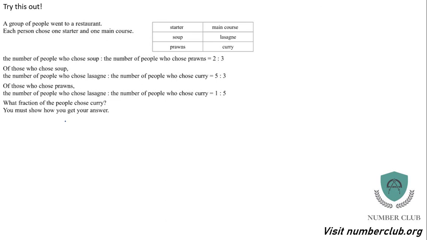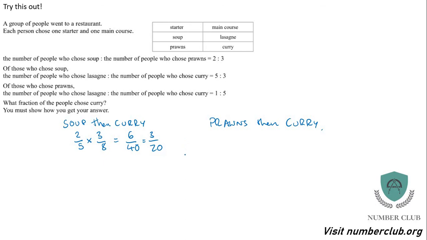So we're after the people who went from soup, then curry. And we want to find out the people who went from prawns, then curry. Okay, so people who chose soup were 2/5 of the total amount of people. And then after that, of those 2/5 of people, 3/8 chose curry, which is 6 out of 40, which is 3 out of 20. So the probability that somebody chose soup and then curry is 3 out of 20.